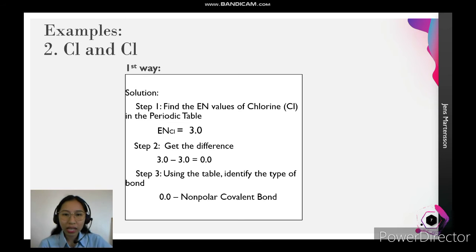Okay, so that is how you get the electronegativity difference of Cl and Cl. So basically, Cl2 is a non-polar molecule. That means wala siya positive nga end, wala po siya negative nga end. It's because the electrons are distributed equally.